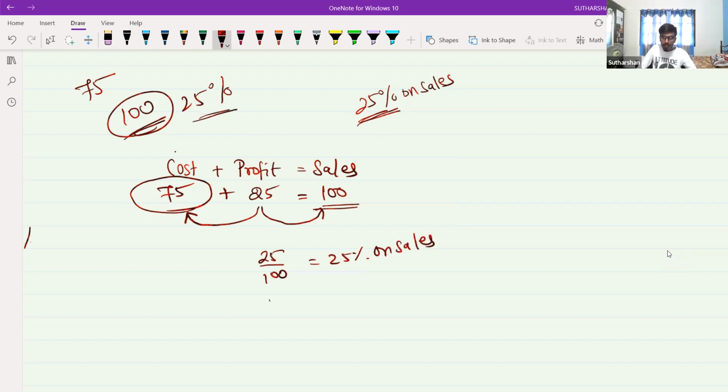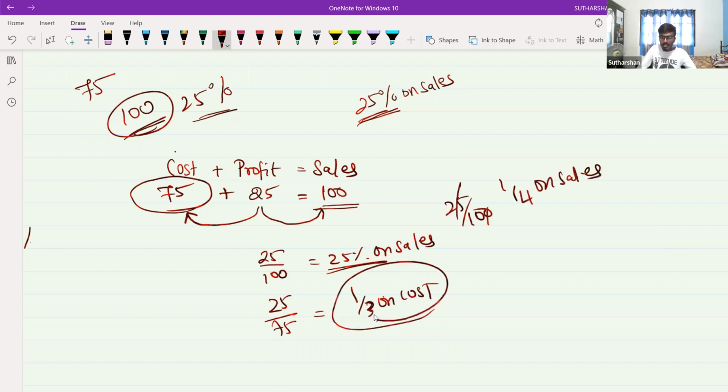25 by 75. So 25 by 75 is 1 by 3, 1 by 3 on cost. And 25% is 25 by 100, which reduces to 1 by 4. So 1 by 4 on sale is nothing but 1 by 3 on cost.